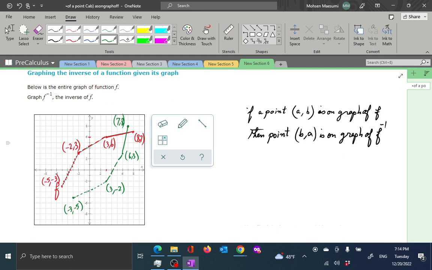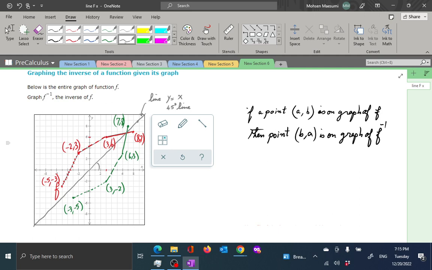If you pay attention, you see that these two graphs are reflections of each other in the 45-degree line. This is the line y equal to x, sometimes referred to as the 45-degree line because it makes 45 degrees here. The graph of a function and its inverse function are reflections of each other in the 45-degree line. That's one way to help you to get the graph.